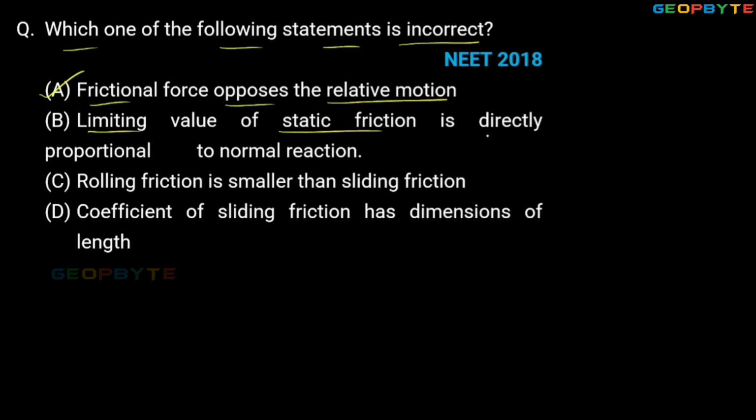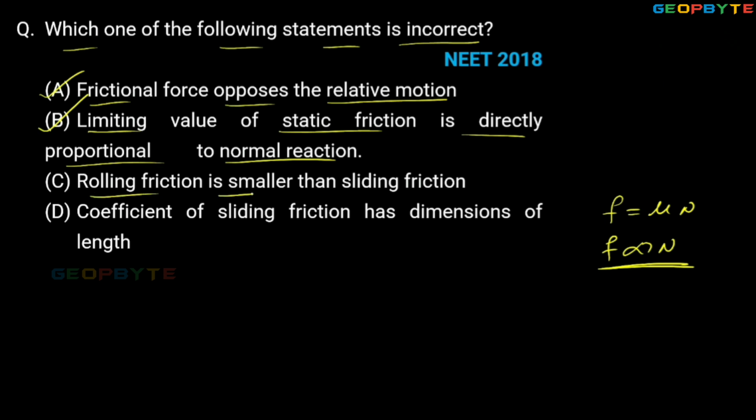Limiting value of static friction is directly proportional to normal reaction. Yes, limiting force of friction equals mu N. From this, limiting force of friction is directly proportional to normal reaction. This statement is also correct. Similarly, rolling friction is smaller than sliding friction. Absolutely correct. Try to remember that point: the sliding friction is very high compared to rolling friction.